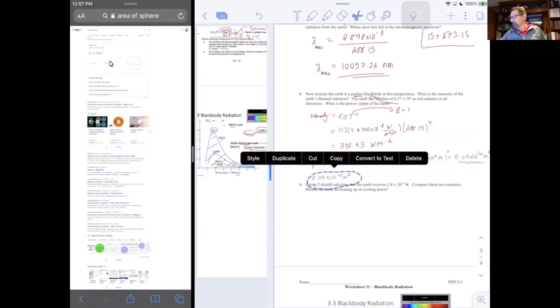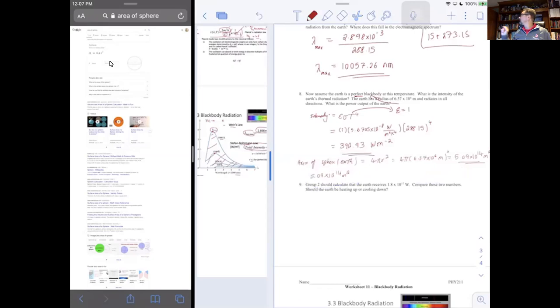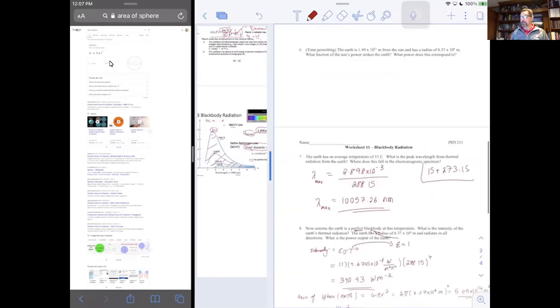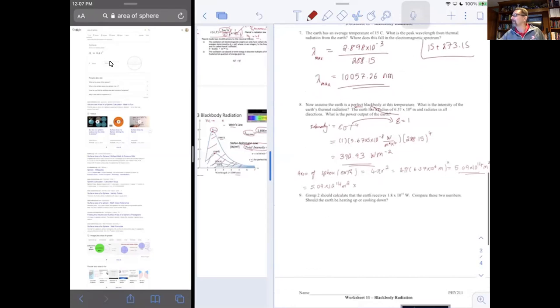The hard one will be that third one. We've got a few minutes, so think about that third one. You guys have the hardest one, I think. Actually, no, you don't, because I gave you the number. It's group 2 that calculated that 1.8 times 10 to the 7th watts. You'll be able to compare. Should we be cooling down or heating up based on this? All right. Great. I'll leave you guys alone.